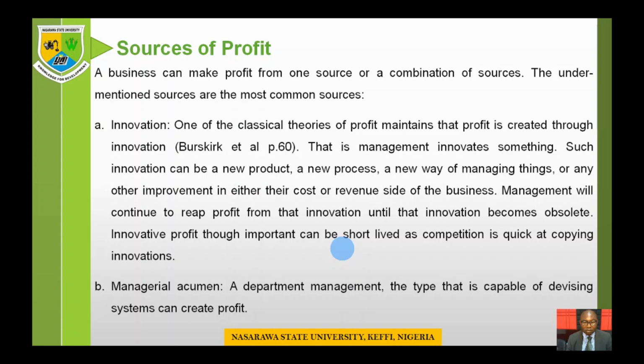The next one, B, is managerial acumen. A department management that is capable of devising systems can create profit. For instance, in the university today, the IT center is like a cost center, a part of the university. If the IT center is able to manage all their roles properly, they can generate money that is capable of making them make profit.